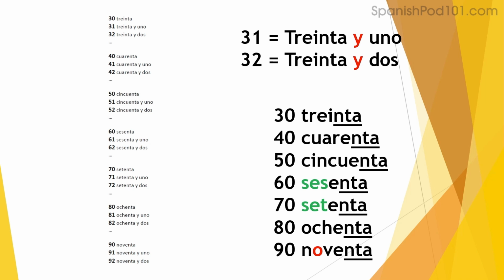A lot of students also get confused with the pronunciation of 90 in Spanish. They will say "nueventa", like they're trying to put the pronunciation of the number 9 into 90, and unfortunately that's incorrect. You have to say "noventa".